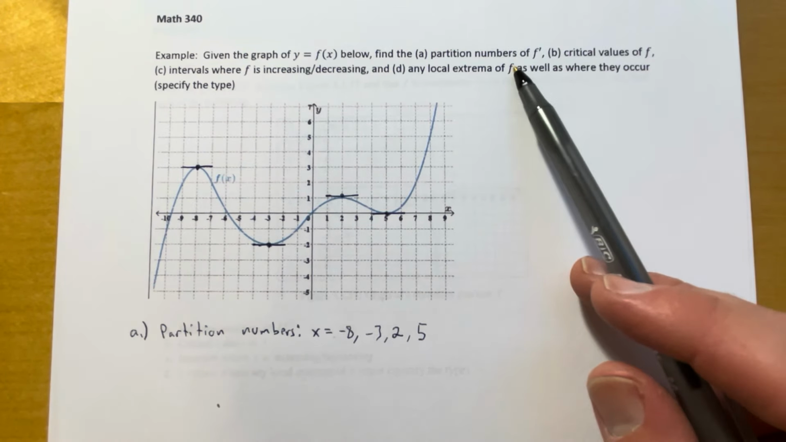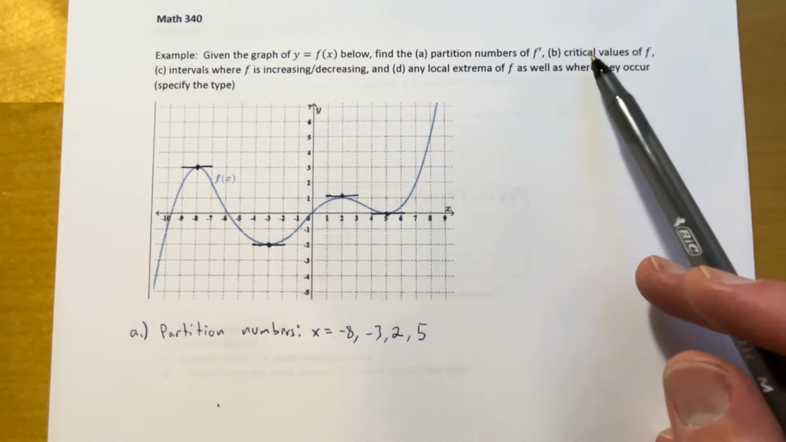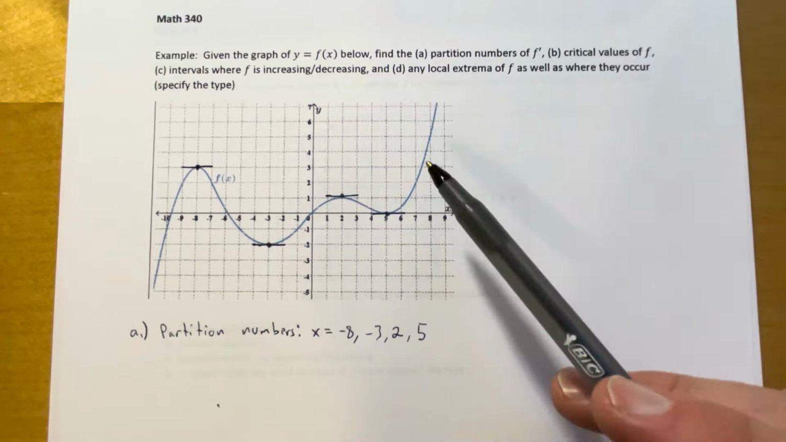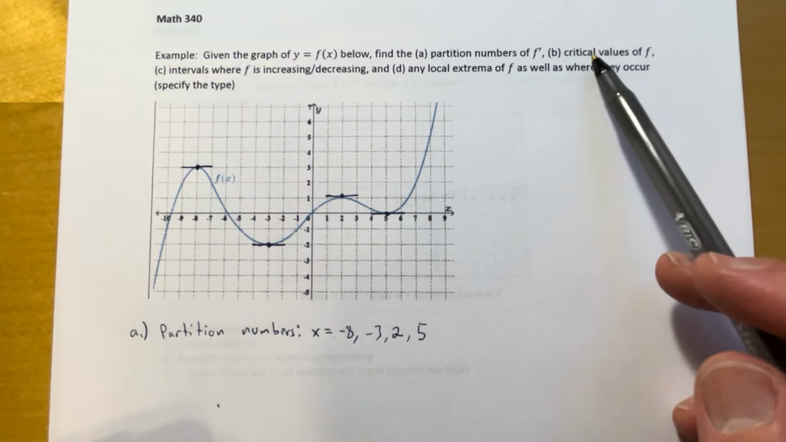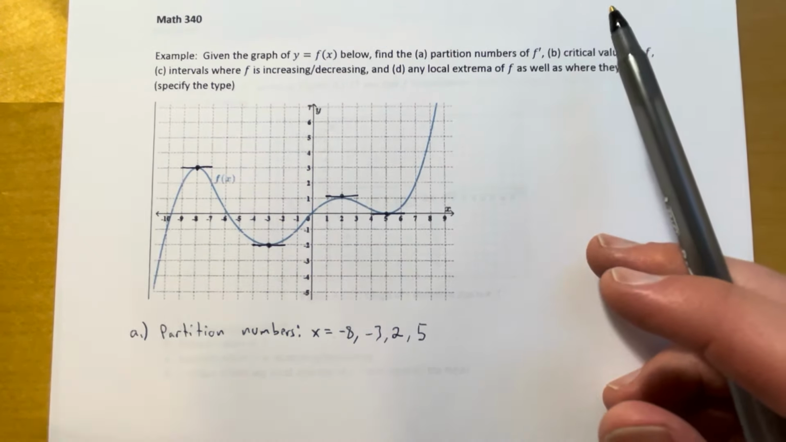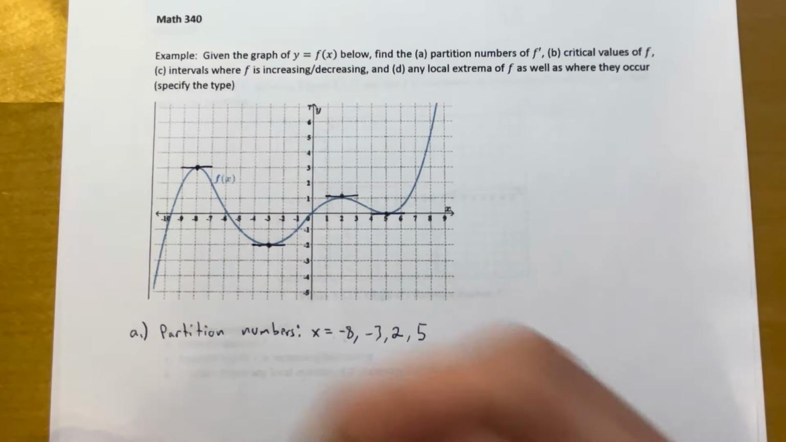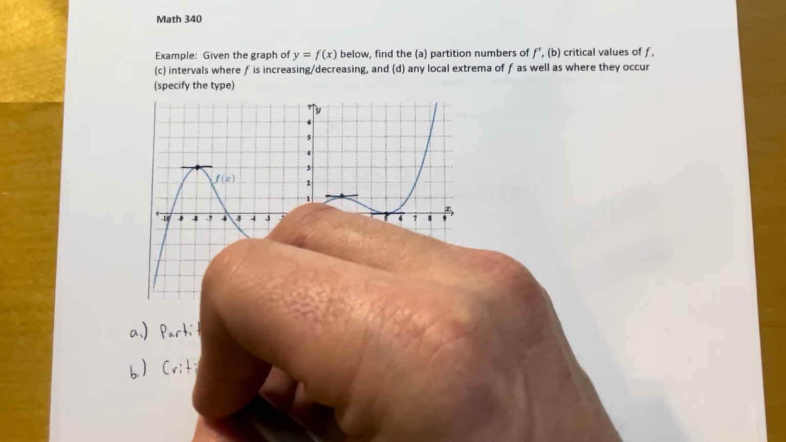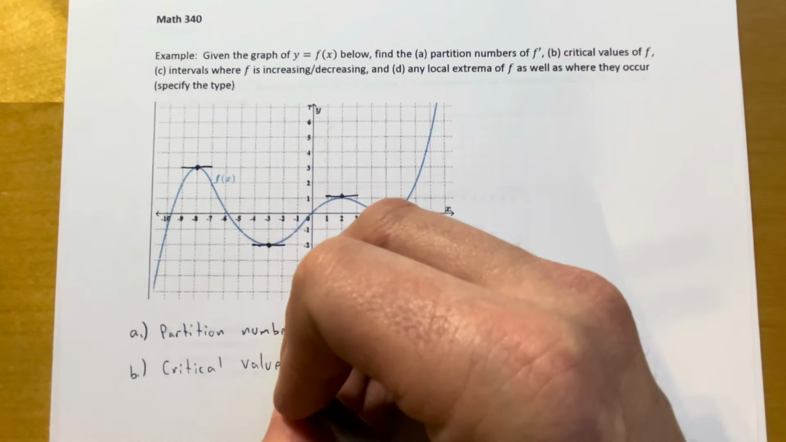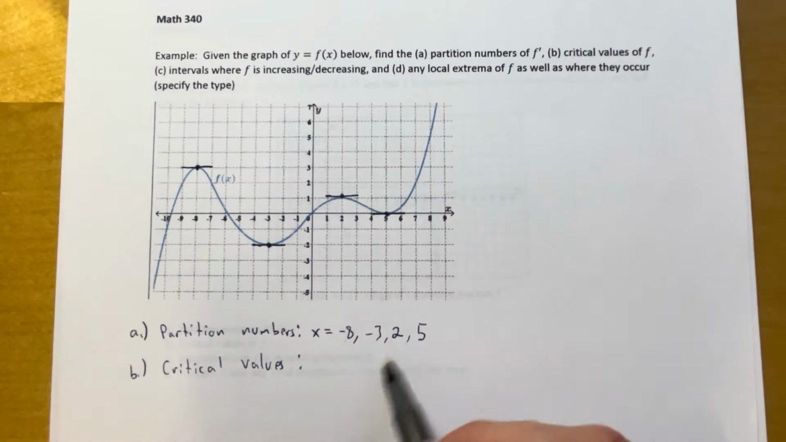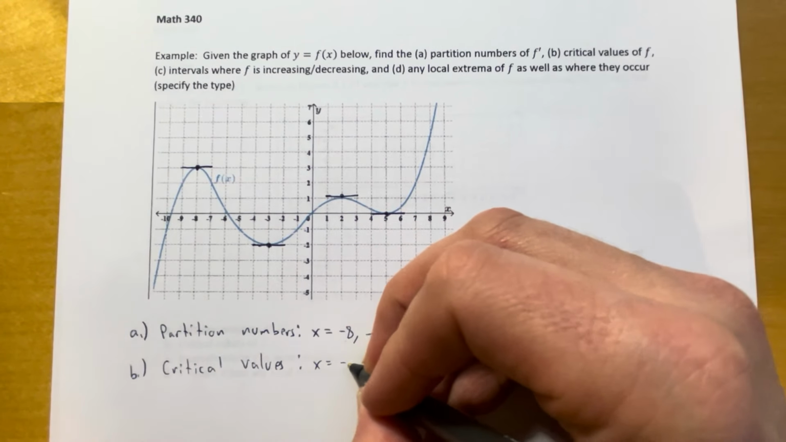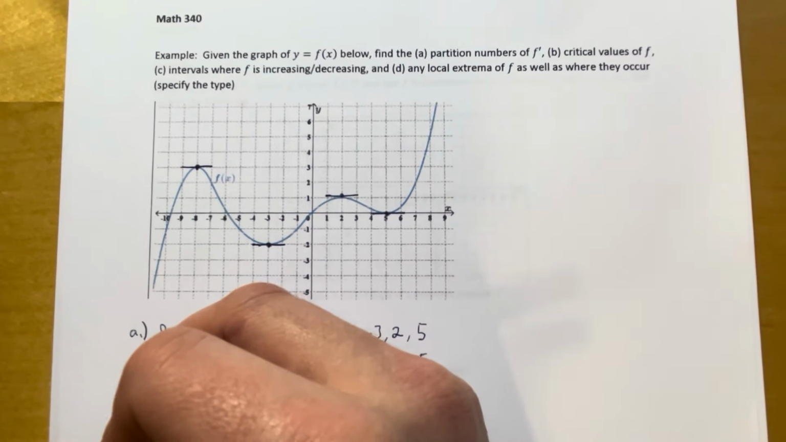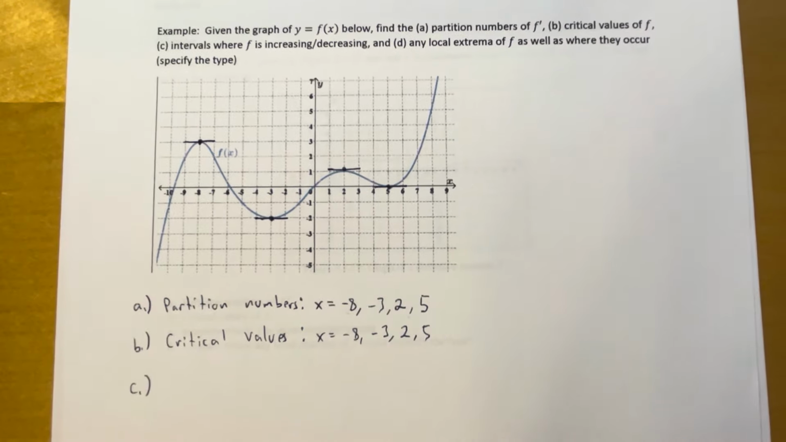However, as we already said in part A, there were no places on this graph where f appeared to be non-differentiable. So what that means is that we're really just looking for where the derivative of f is equal to 0, and we've already identified all x values at which that occurs. So in this case, the critical values of our function are the exact same as the partition numbers for f prime. It's x equals -8, -3, 2, and 5. So no real additional work to do there.